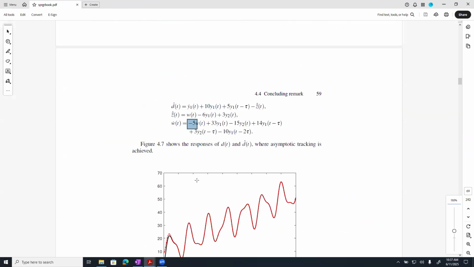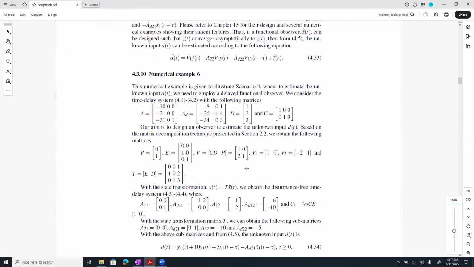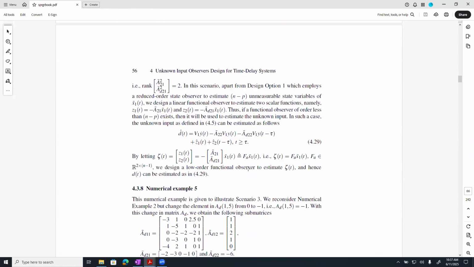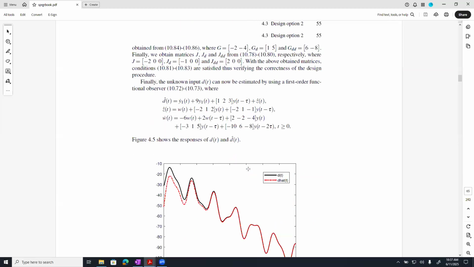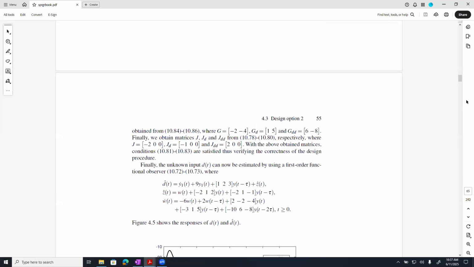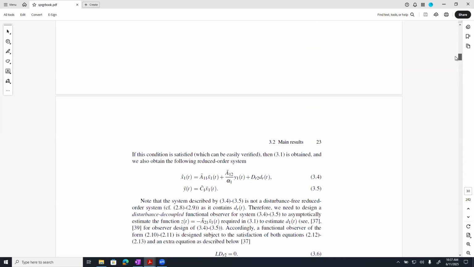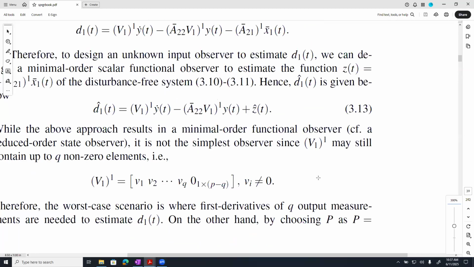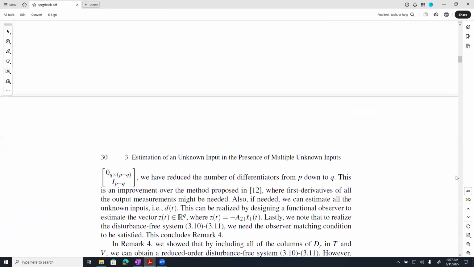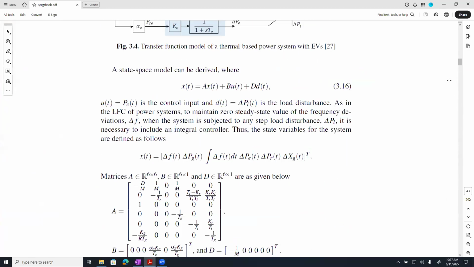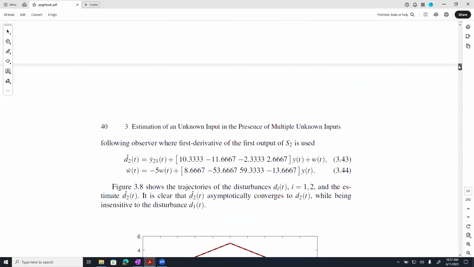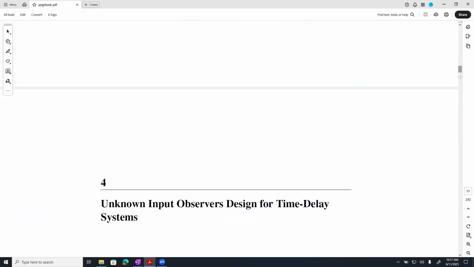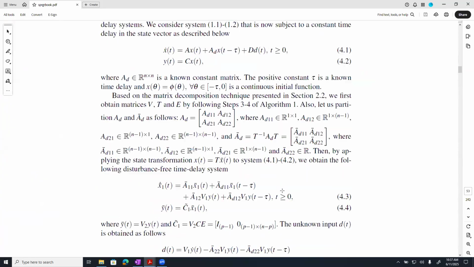So in summary, in chapter 4, we introduced the idea of estimating an unknown input for a class of time delay system. And the thing about this chapter 4 is that we show that we can realize the decomposition using our existing unknown input decomposition in the previous chapters.